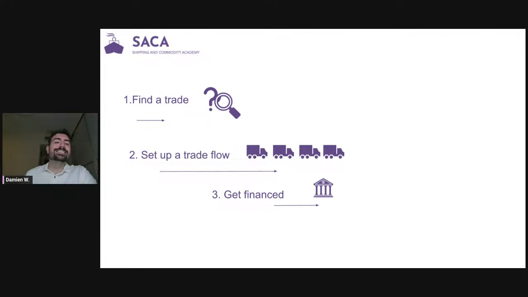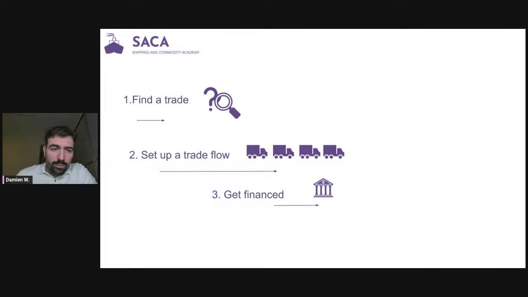Then step number 3: get finance. There are a lot of people that just think this is the problem. They don't have the finance, when really they haven't found a trade. They think the problem is that they can't get finance, and they're like, yeah, Mike, but I need money to find my trade. I'm like, yeah, that's not really how it's going to work, man.